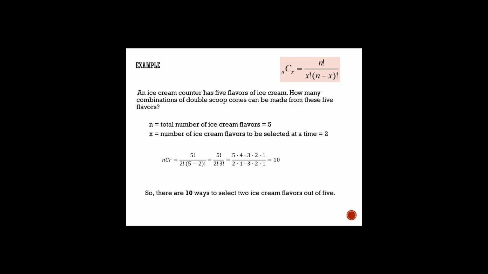Now, you don't multiply factorials together, you simply write them out, and then you start canceling items in the numerator and denominator that are alike. So these 3's, these 2's, these 1's cancel. I really end up with 20 divided by 2, and that's of course 10 different combinations out of those 5 flavors of ice cream.